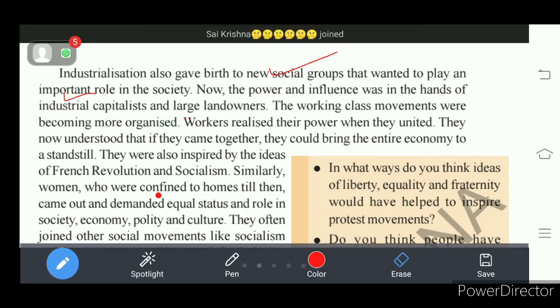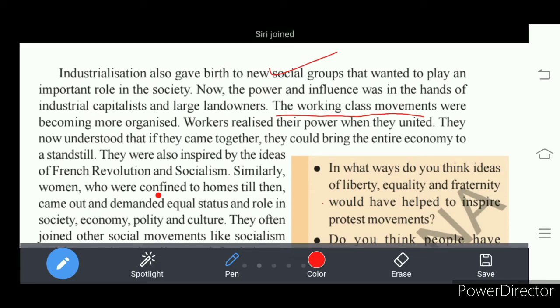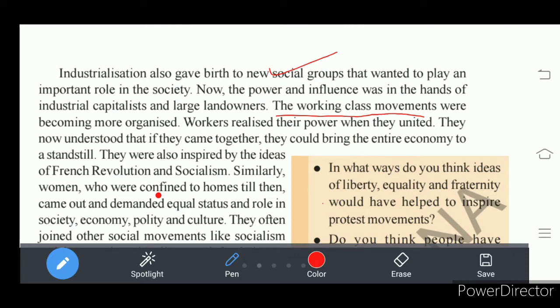So workers have started their working class movements. Whenever their problems became very severe, workers started to unite. They organized unity. Workers realized their power when they united. When all the workers came together and formed unity, they understood that without their participation, there is no production. If they do not work, they can bring the economy to a standstill.